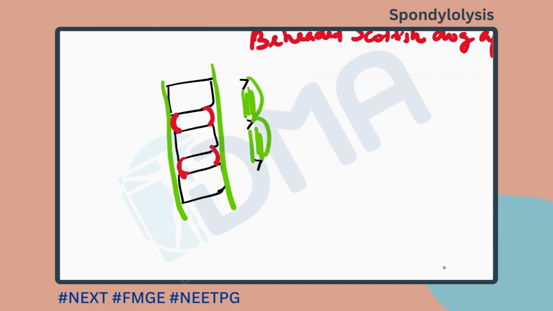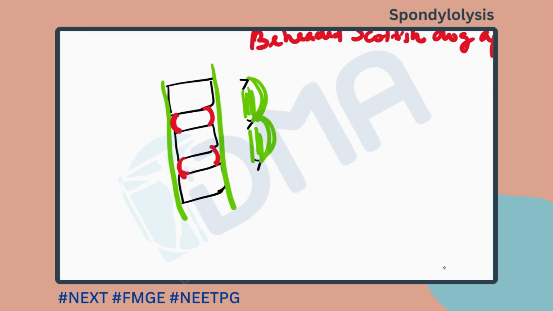When you look at the spine, the spine has three columns in it. There are certain ligaments here, the anterior longitudinal ligament and the posterior longitudinal ligament. You get certain structures here called the intervertebral disc. And there are also ligaments here called the interspinous ligament and the supraspinous ligament.